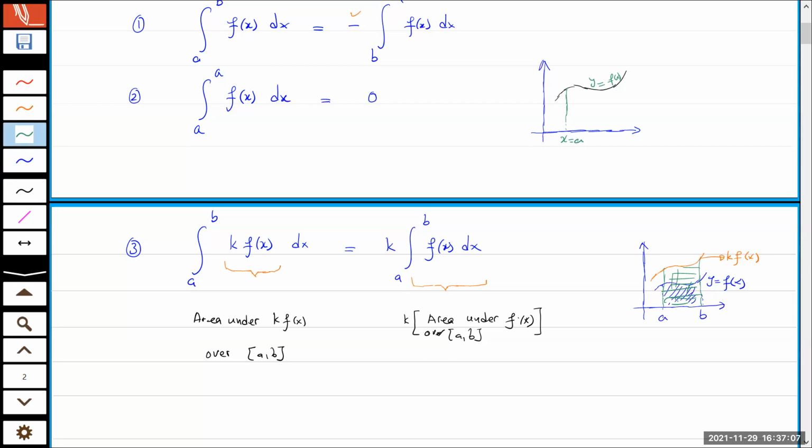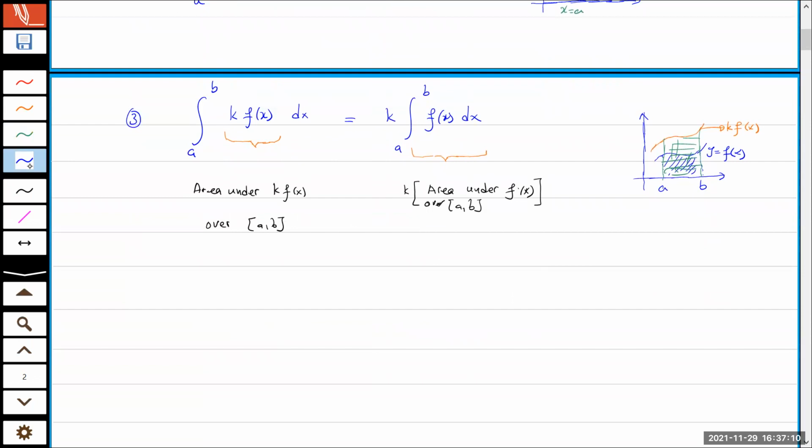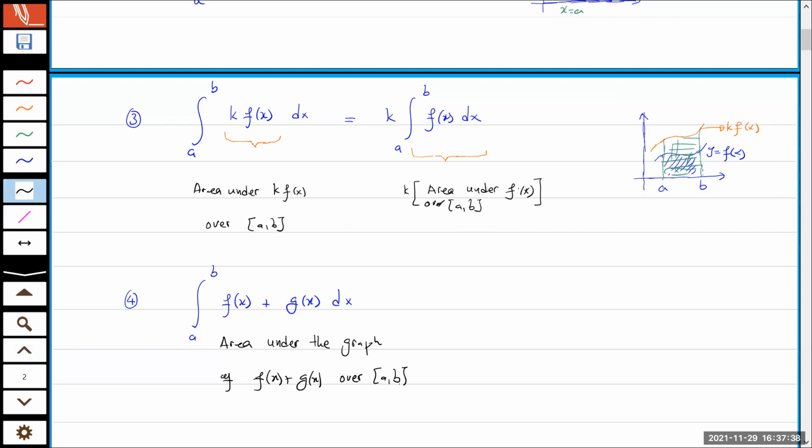Okay, moving on now. The next one, for the integral from a to b of f of x plus g of x dx, which would mean area under the graph of f of x plus g of x over the closed interval a comma b. This is what it represents, the left-hand side.